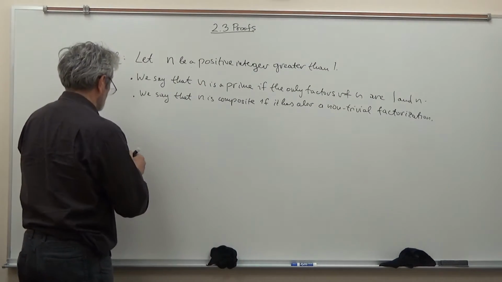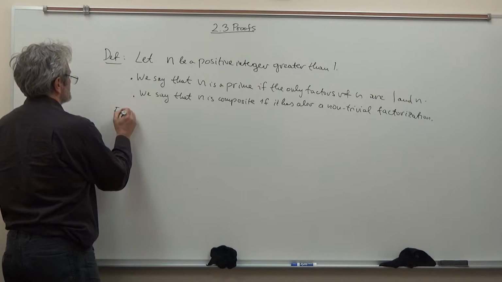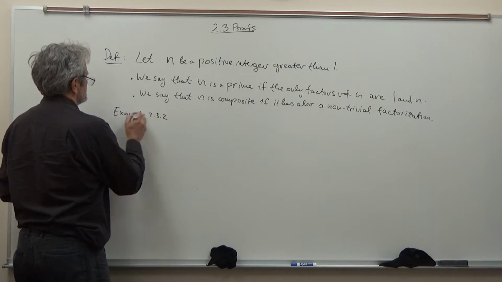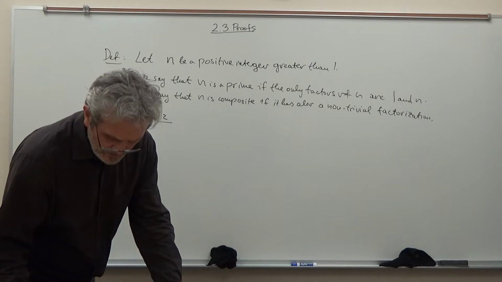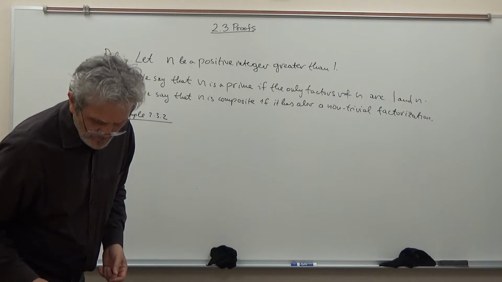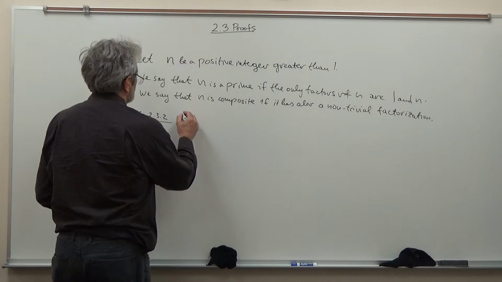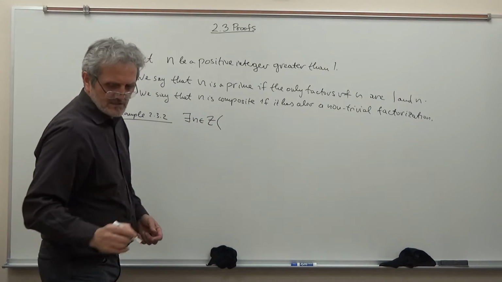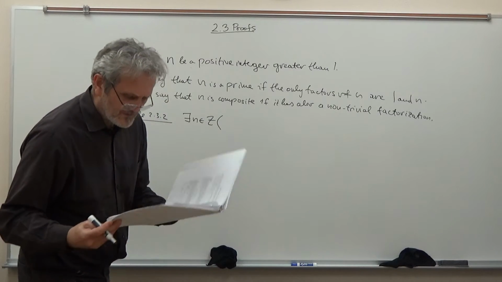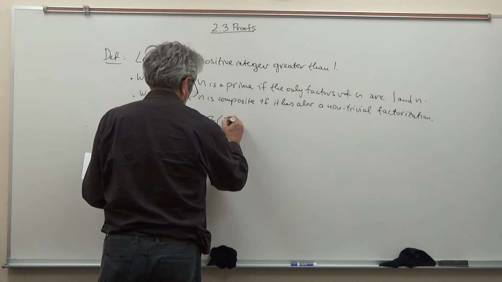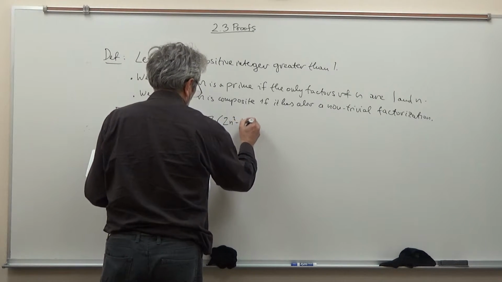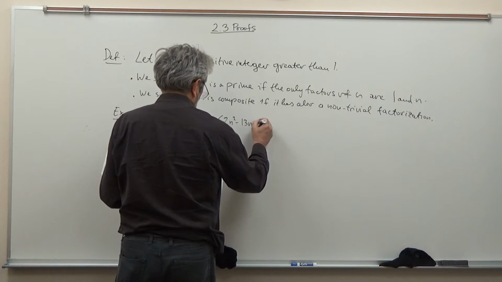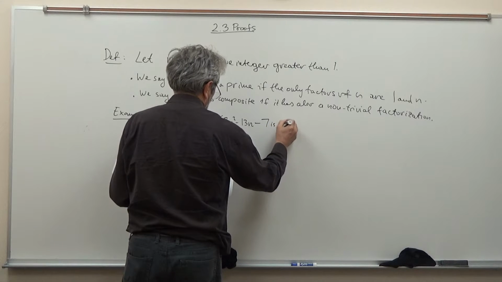I'll try to squeeze it in here. Example 232. And the question is, prove or disprove that there exists n from Z such that 2n squared minus 13n minus 7 is a prime.